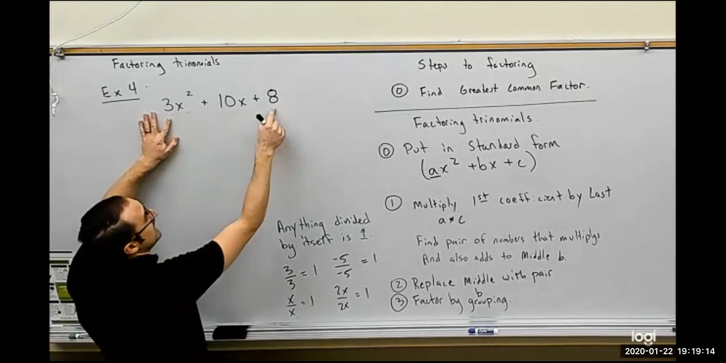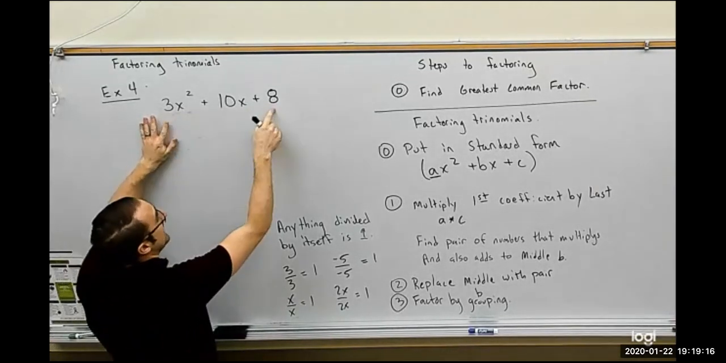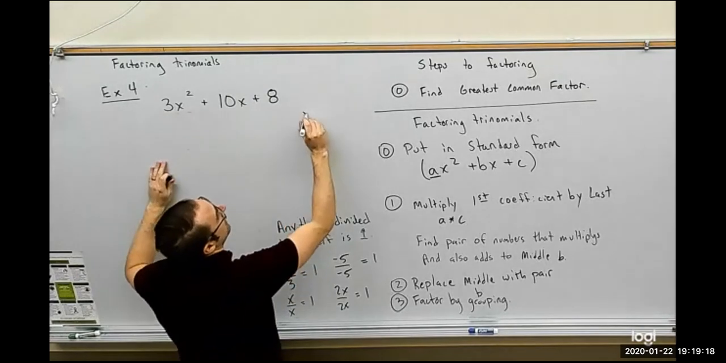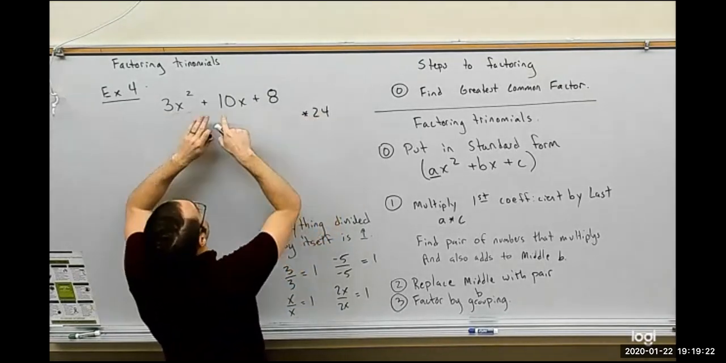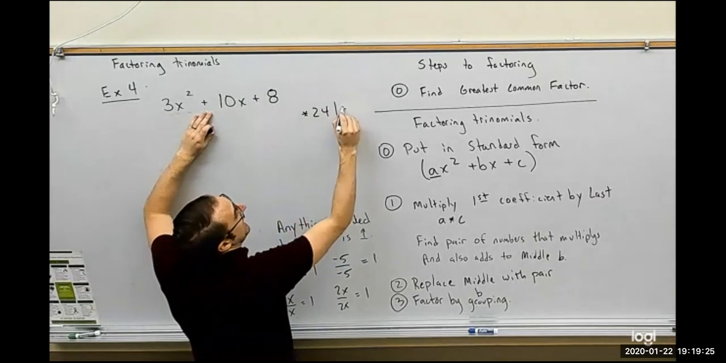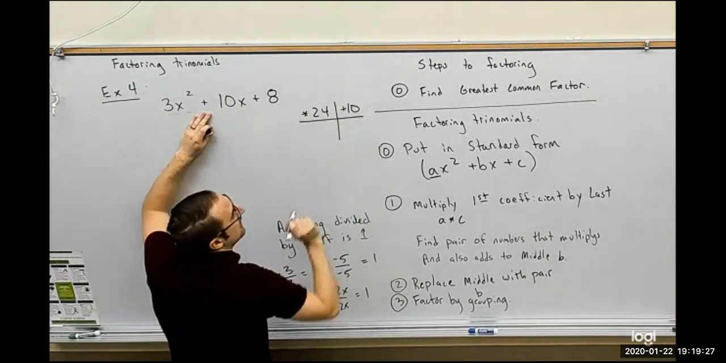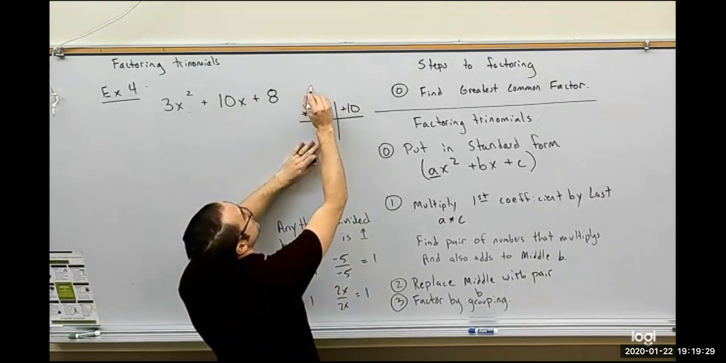3 times 8. You got to do first times last. 3 times 8 is 24. You need two numbers that multiply to 24 and add to the middle one. So we got to add to 10. All right? And start here. So start here.